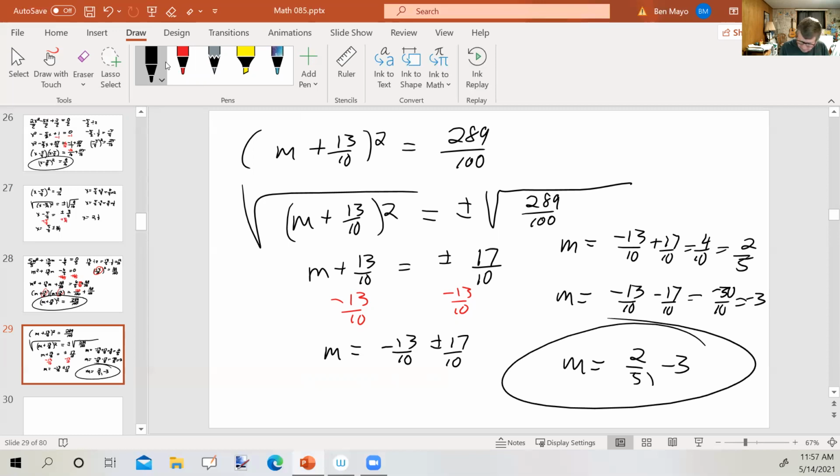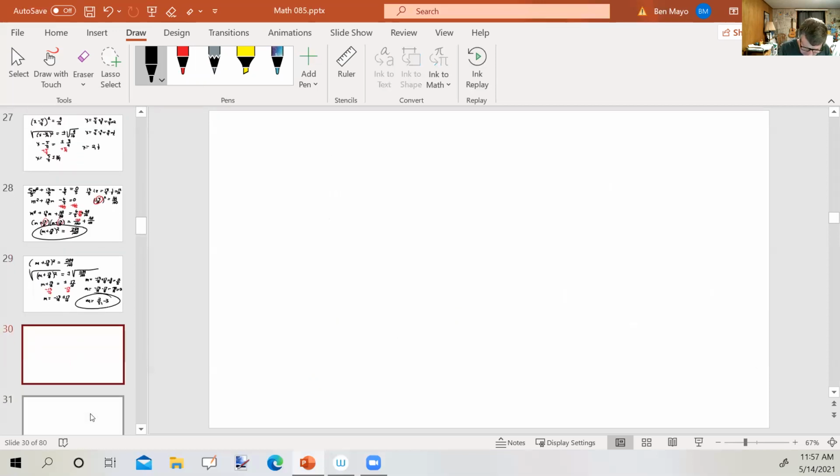Okay, let's see here. Now we're going to use completing the square to solve each equation. And then it says approximate each solution to the nearest hundredth. So they're not going to come out nicely. Okay, we've got 6x squared minus 12x plus 1 equals 0.